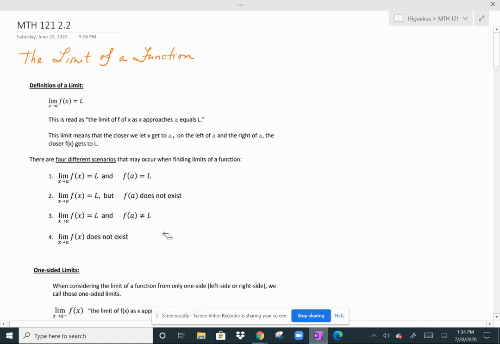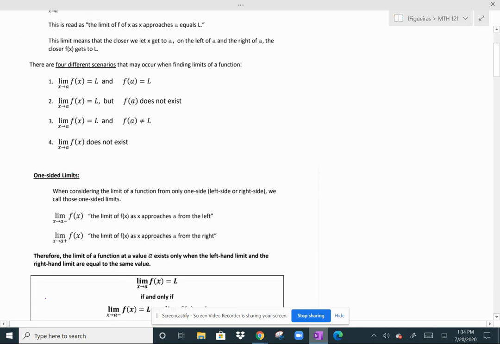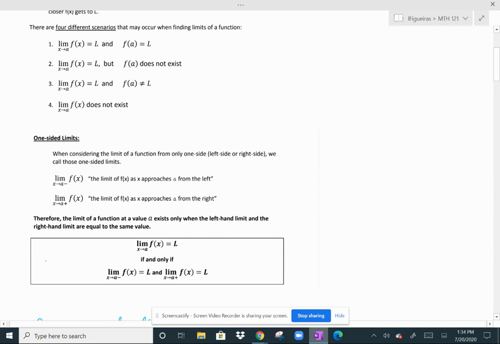So here's a little bit more vocabulary and understanding of what limits are before we do some examples. When considering the limit of a function from only one side, that means either the left side or the right side, we call those one-sided limits. So in this notation, where we have the limit as x approaches a, and then a negative sign next to it, this means approaching a from the left side of a.